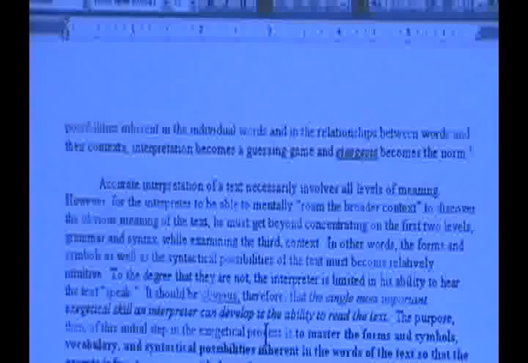Okay? I've said this over and over again, and I'll always say it. I don't think my mind will ever change on this. The single most important exegetical skill an interpreter can develop is the ability to read the text. More important than knowing every little nuance of Hebrew grammar, even the reason why every vowel shifts. More important is the ability to read the text. Not that other stuff is unimportant, but the most important skill is the ability to read the text.